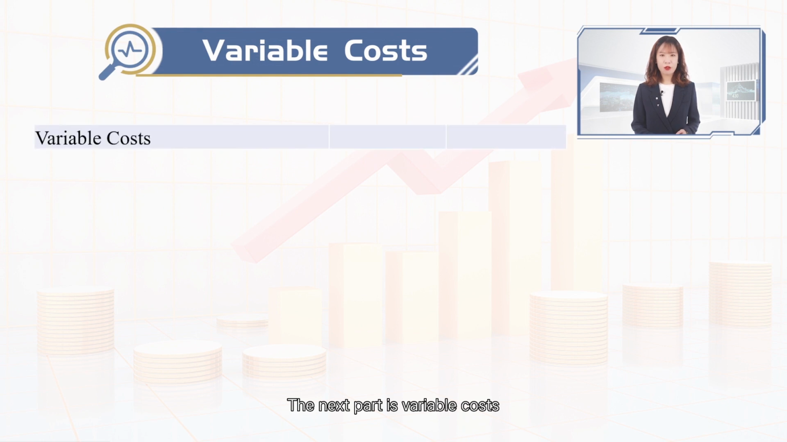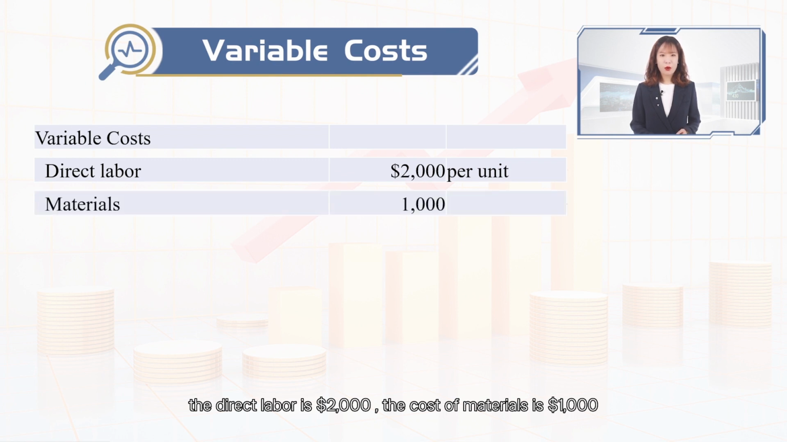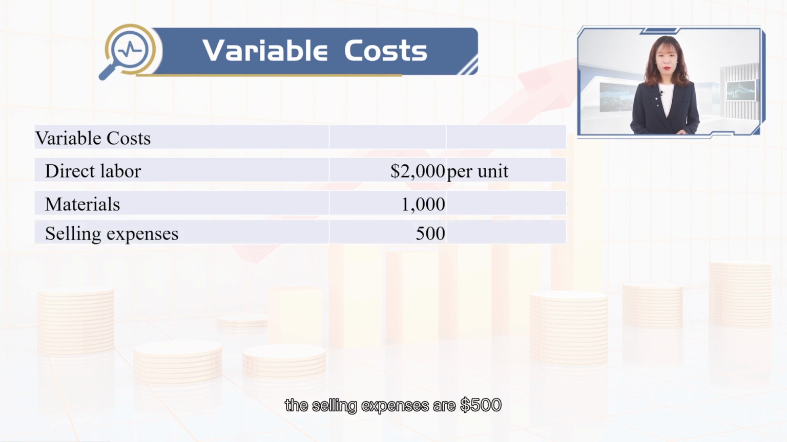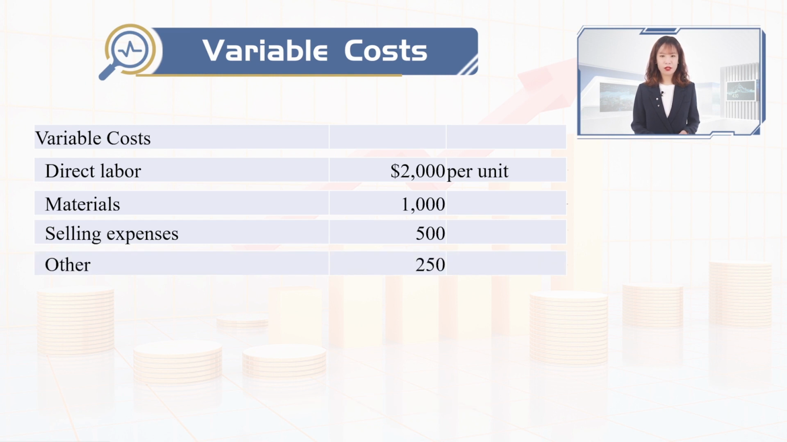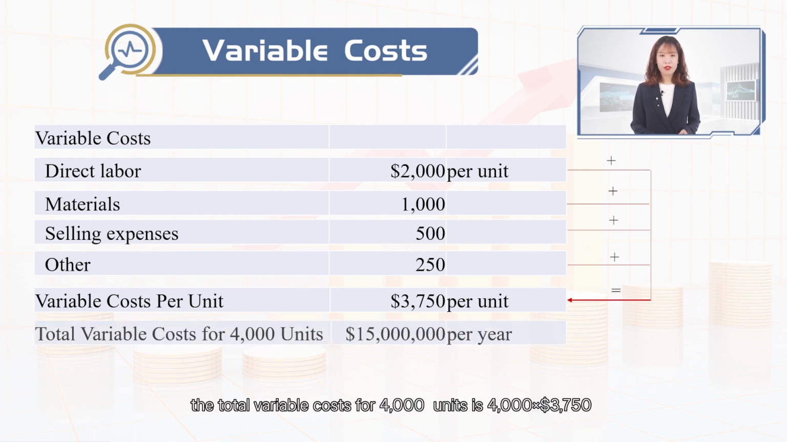The next part is variable costs. For each computer unit, the direct labor is $2,000. The cost of material is $1,000. The selling expenses are $500 and the other cost is $250. Take the costs of these 4 terms together. The variable costs per unit are $3,750. Then the total variable costs for 4,000 units is 4,000 multiplied by $3,750, which is $15 million per year.